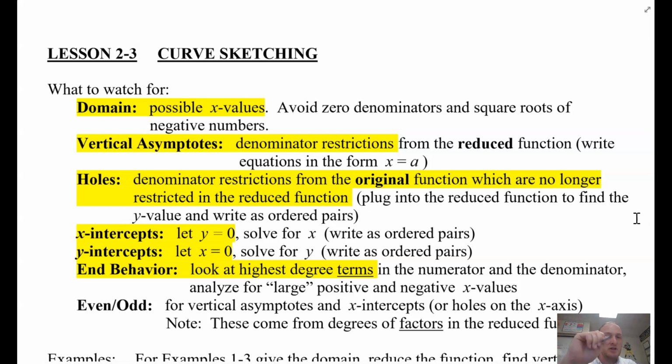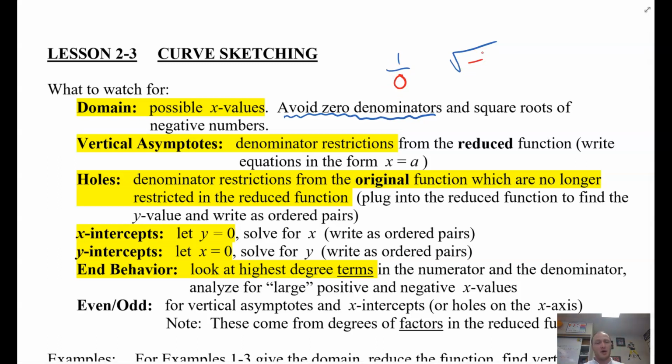So one thing we need to consider is domain. And again, when you're thinking about domain, you want to avoid certain values, right? So you don't want your denominator to be 0. And then when we're talking about radicands, you don't want negative values in here. I'll write this in red. So this is like a do not do. You don't want that to happen.